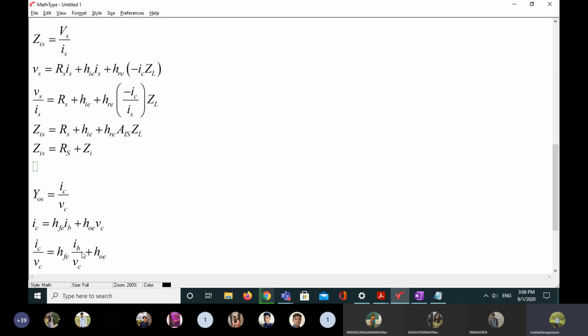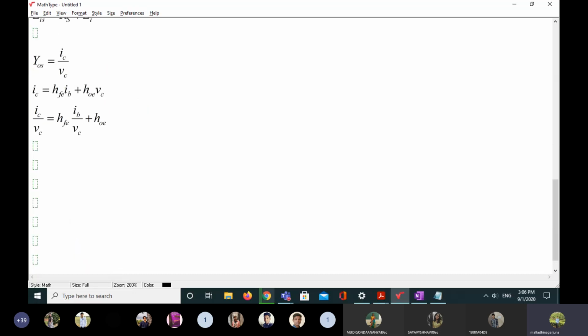Here my question is, how can I relate this equation, IB by VC? For that, suppose you take VS, or RS IS plus HIE IS plus HRE VC. From this I made VS equal to 0 and I took IS as common.